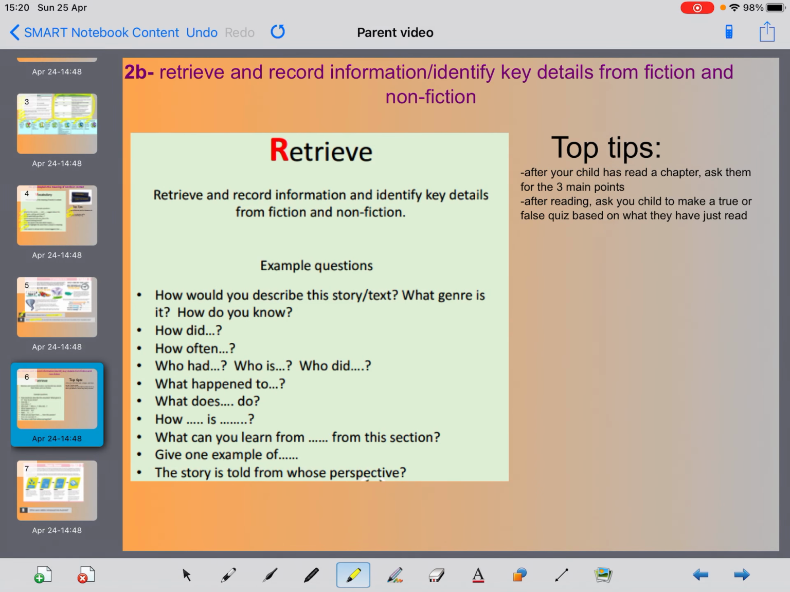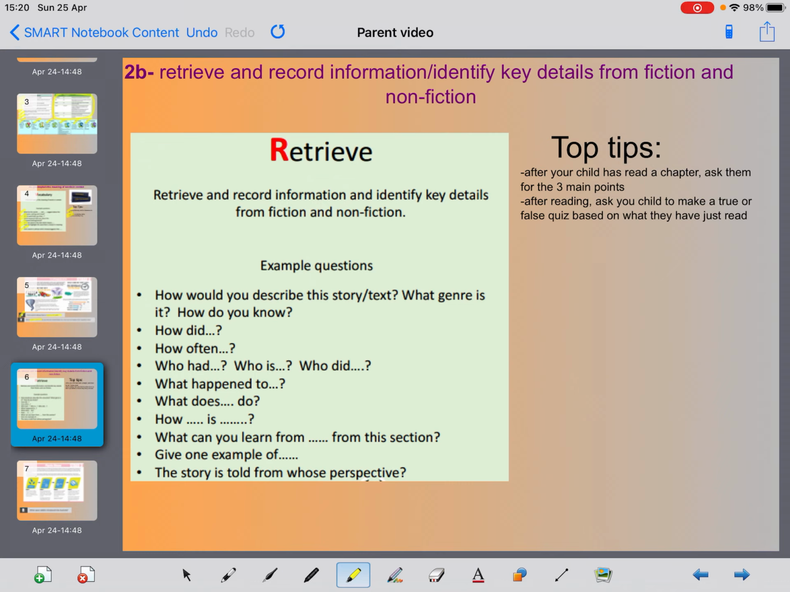Content 2B, retrieve and record information, identify key details from fiction and non-fiction. Some top tips here. After your child has read a chapter, ask them to summarize it in 3 main points. After reading, ask your child to make a true or false quiz based on what they have just read.